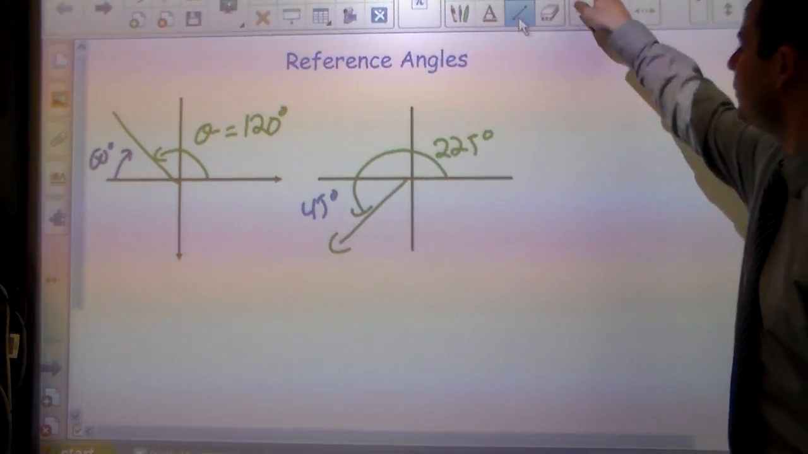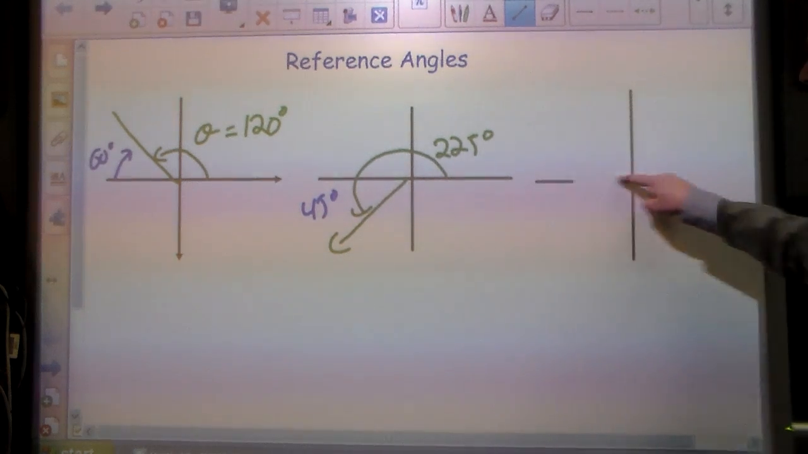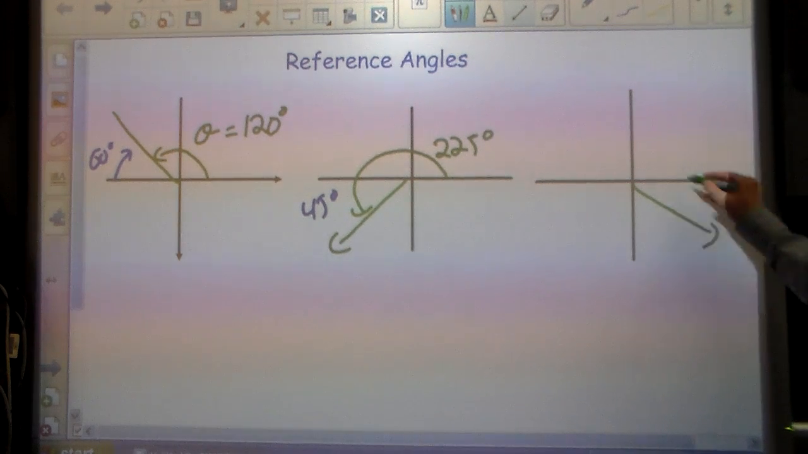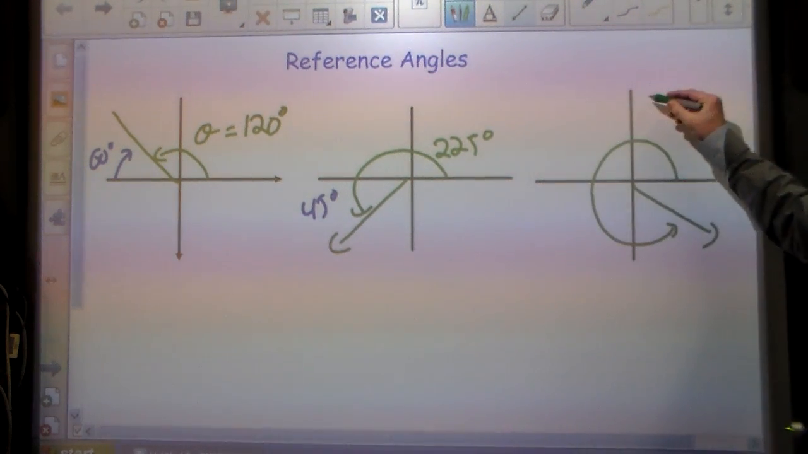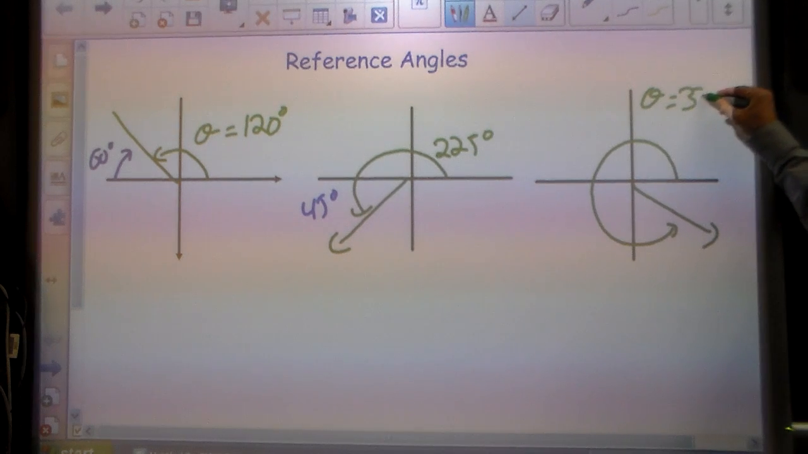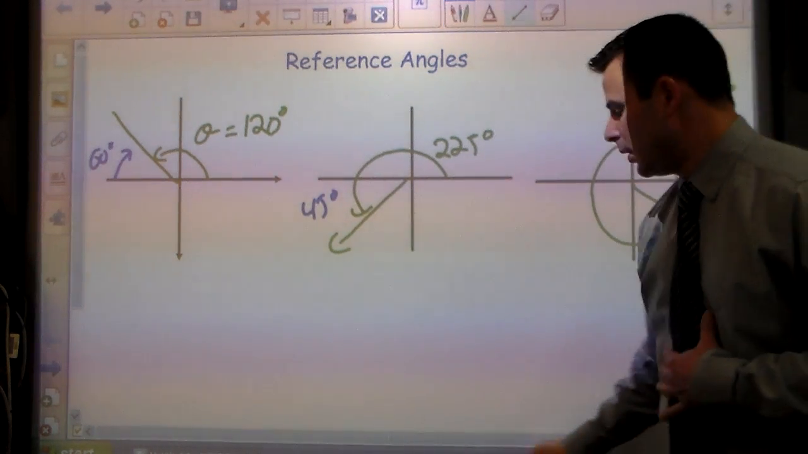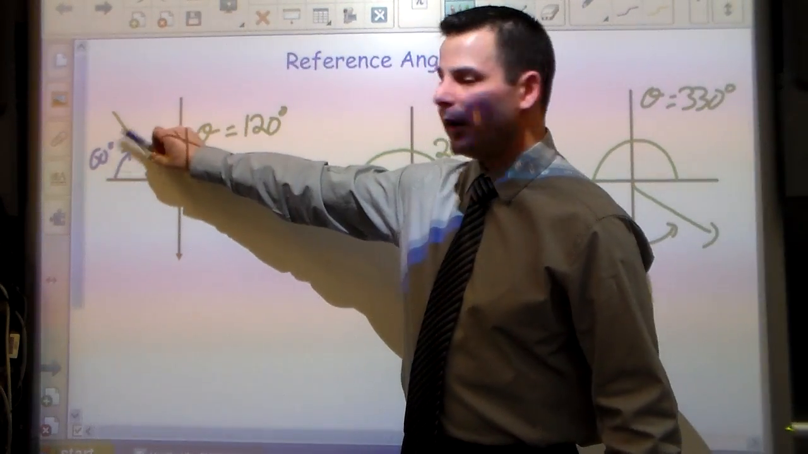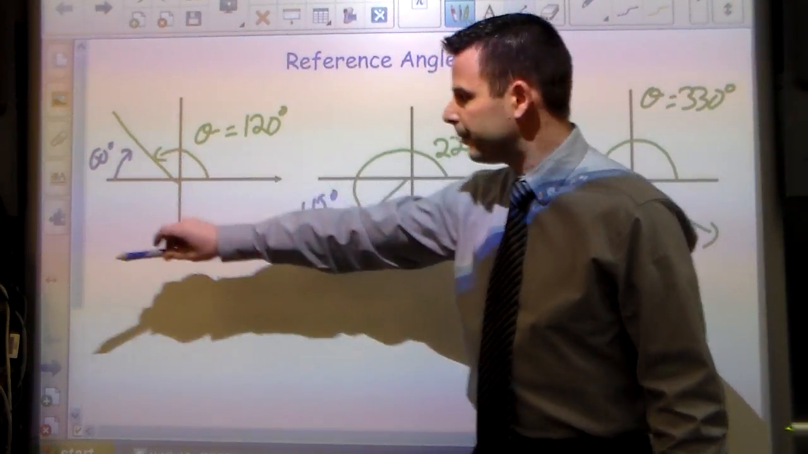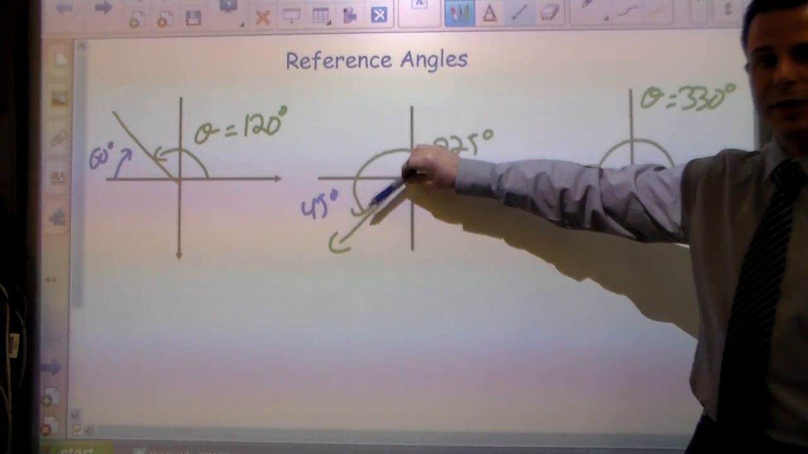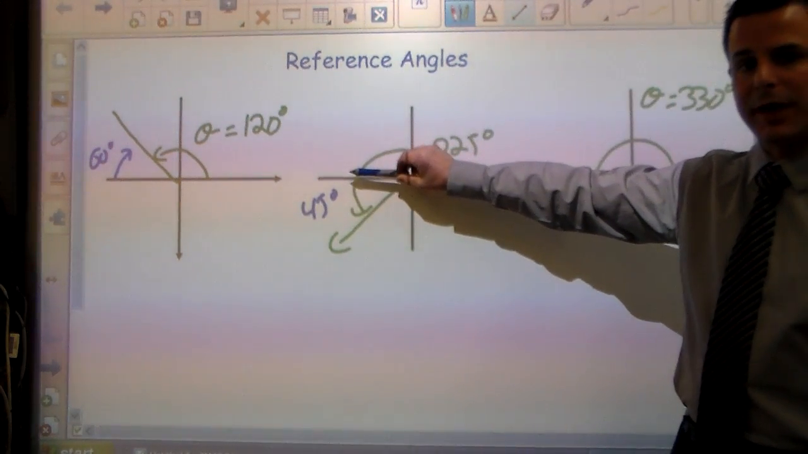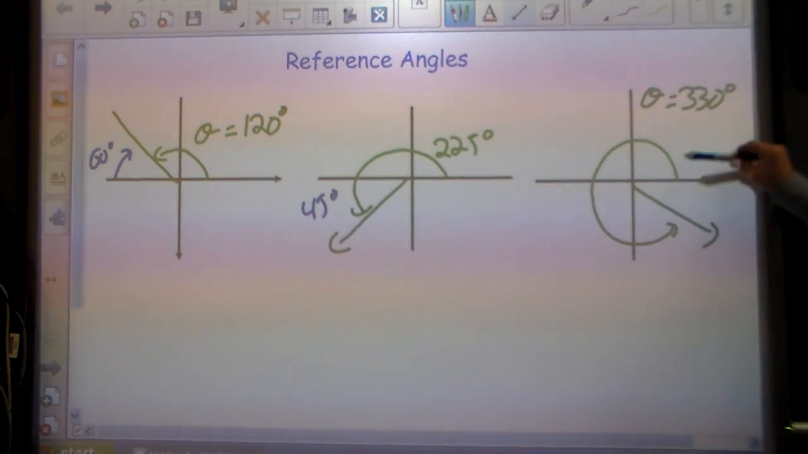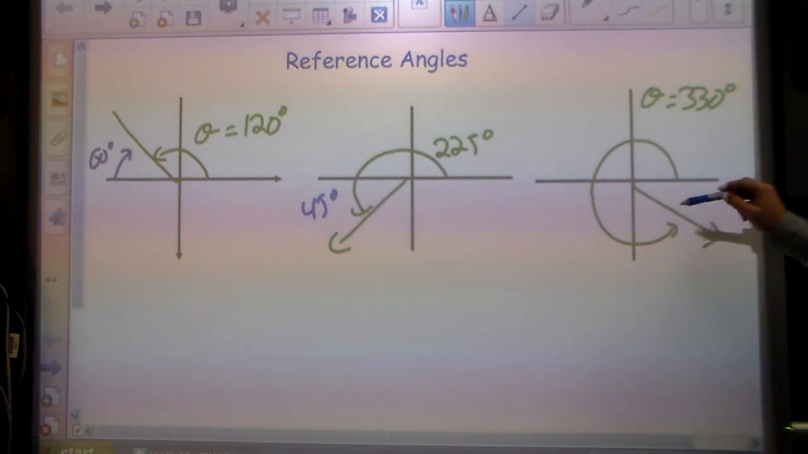And a fourth quadrant angle, let's call this an angle of rotation of 330 degrees. Now, the second quadrant was using 180 degrees because that's the measure of the x-axis. The third quadrant was using 180 degrees because that's the measure of the x-axis. In this case, the measure of the x-axis that we'll be using is 360 degrees.